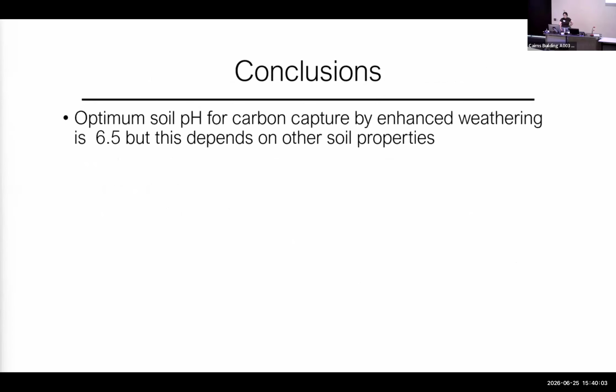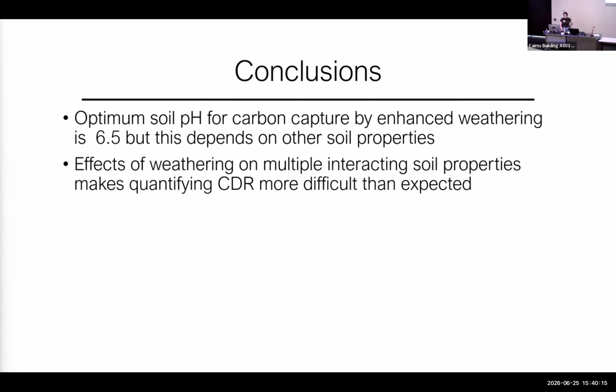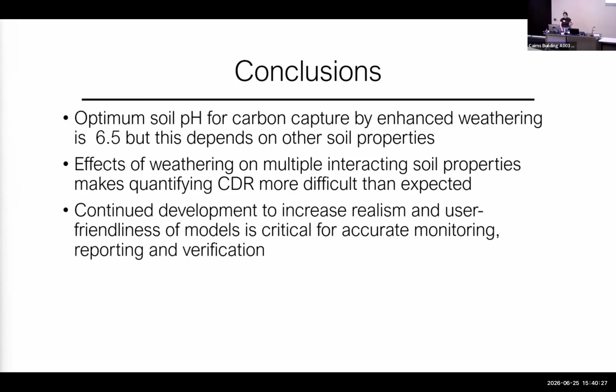So in conclusion, we found that the optimum soil pH for CDR by enhanced weathering is 6.5, but this depends a lot on soil properties. And the effects of weathering on multiple interacting soil properties makes quantifying CDR just from weathering alone more difficult than expected. And we need to have a focus on continued development to increase realism and user friendliness of models for accurate monitoring, reporting and verification.